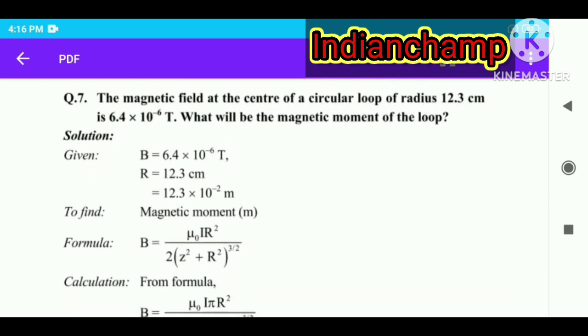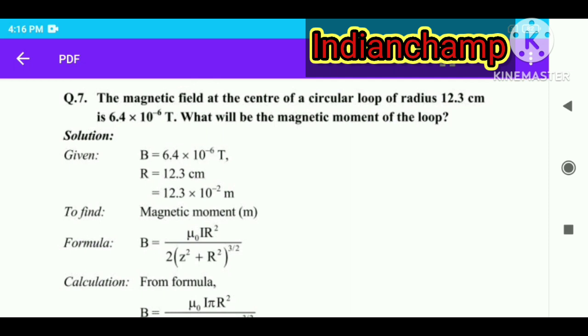Question number 7. The magnetic field at the center of a circular loop of radius 12.3 centimeter is 6.4 × 10^-6 T. What will be the magnetic moment of the loop? Solution. Given B is equal to 6.4 × 10^-6 T, R is equal to 12.3 centimeter, which is equal to 12.3 × 10^-2 meter.